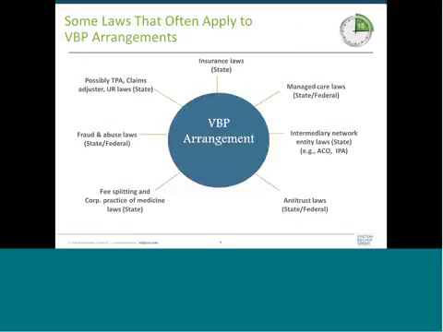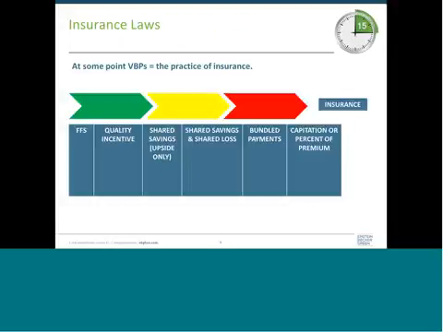Now I will cover some laws that often apply to value-based payment arrangements. This slide shows 7 different areas of law that often apply. I'll touch on each of those at a high level, starting at the top with insurance and going around. Note that I won't cover other laws that might also apply to such an arrangement, such as HIPAA or tax laws. They really go beyond the scope of this crash course, but please keep them in mind when reviewing a VBP arrangement.